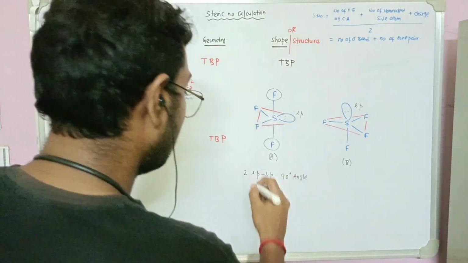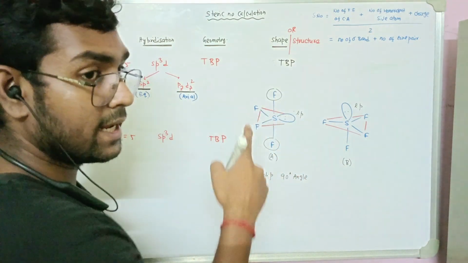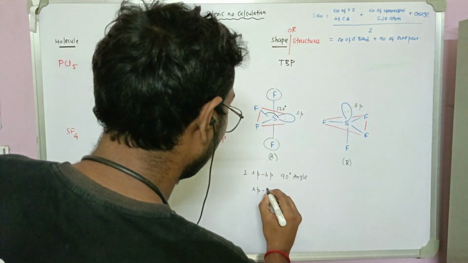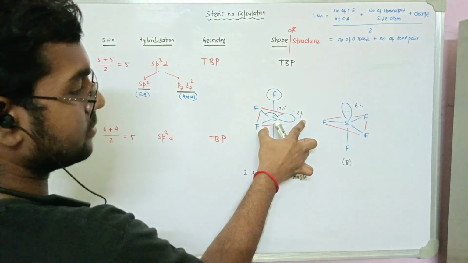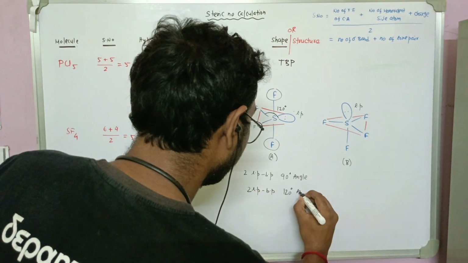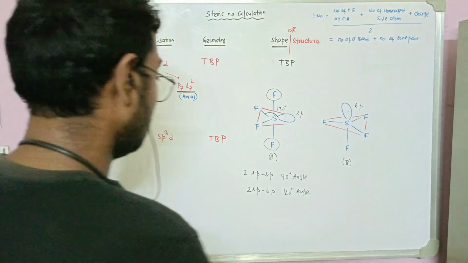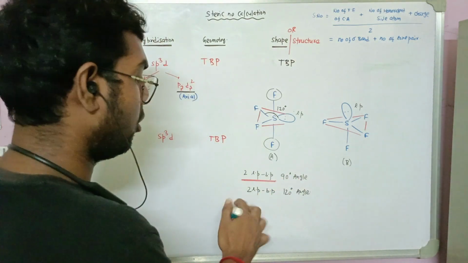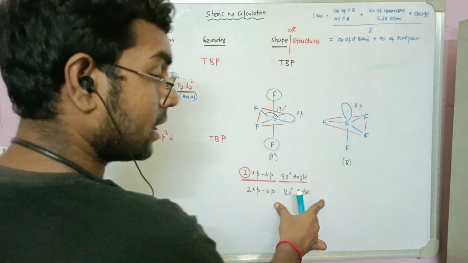If I talk about the trigonal plane, these lone pair bond pair repulsions are at an angle of 120 degree, because we know in the trigonal plane this angle is 120 degree. So there are two lone pair bond pair repulsions at 120 degree angle, for this lone pair with this bond pair. And we are not considering the bond pair bond pair repulsion, as this is a weak kind of repulsion. So there are two lone pair bond pair repulsions within the range of 90 degree. That means they are closer than the 120 degree angle.